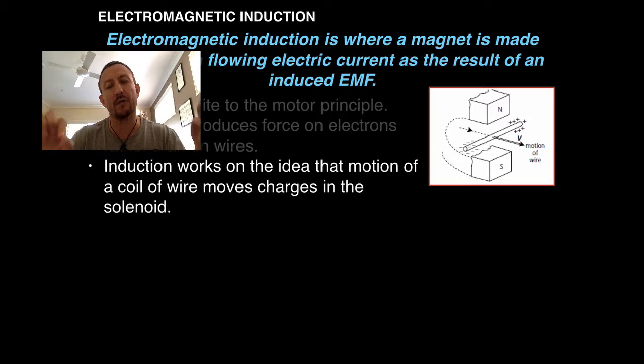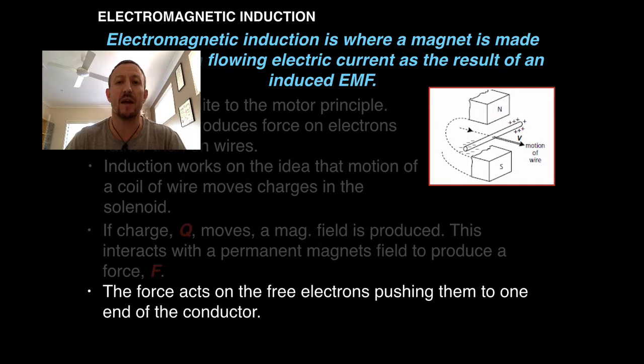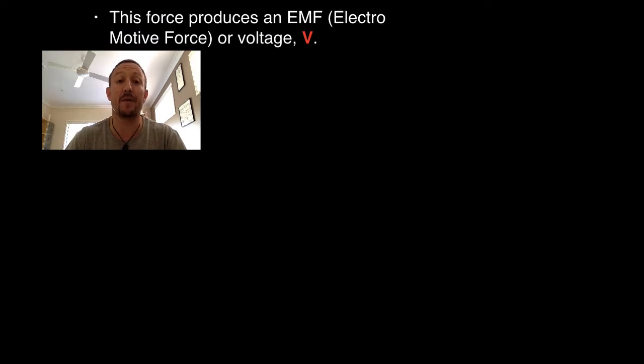As long as we're moving it through a stationary magnetic field, those two fields will interact to produce the force. So this is basically shown in this bullet point here. If charge Q moves through a magnetic field, if charge Q moves, a magnetic field is produced. This interacts with the permanent magnet's field and as a result produces a force. This is the EMF which is going to be generated on those electrons, pushing them down one end. This force, as I state, can increase or decrease depending on a variety of variables.